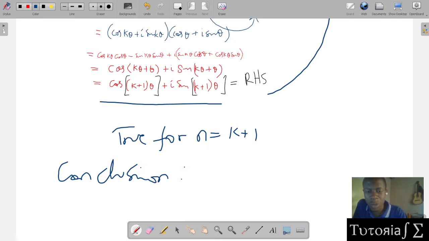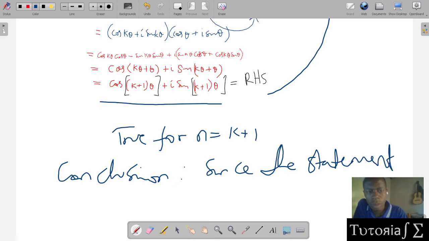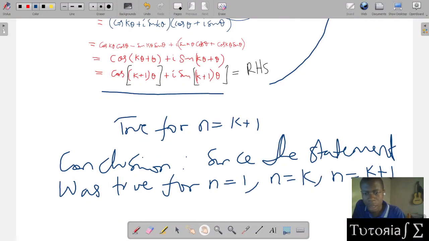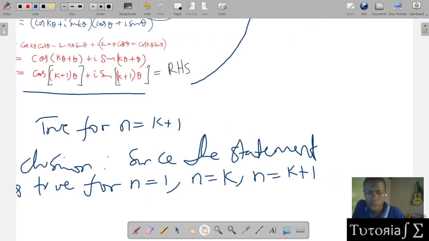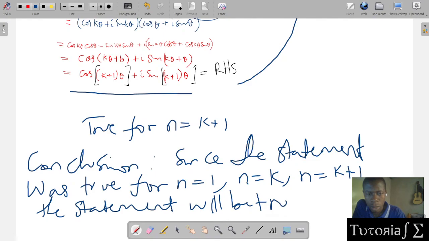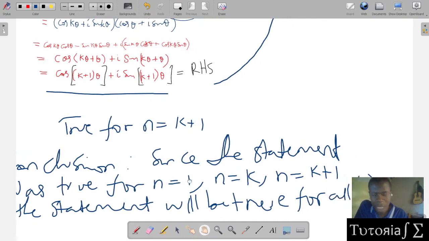From here we make our conclusion. Since the statement was true for n equals 1, n equals k, and n equals k plus 1, the statement will be true for all values of n. So that's basically it.